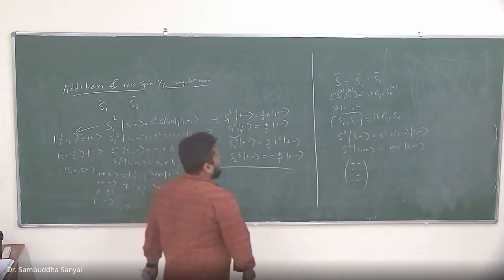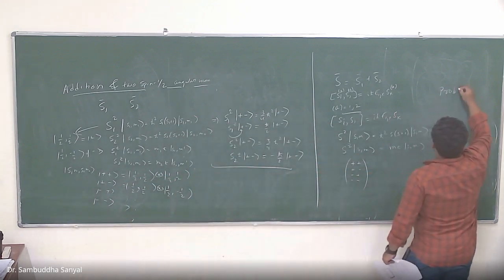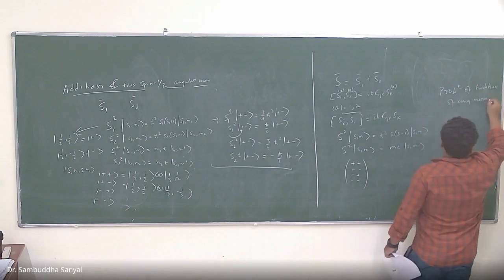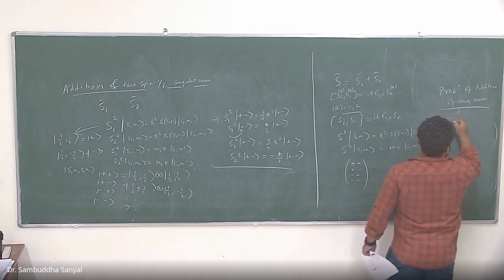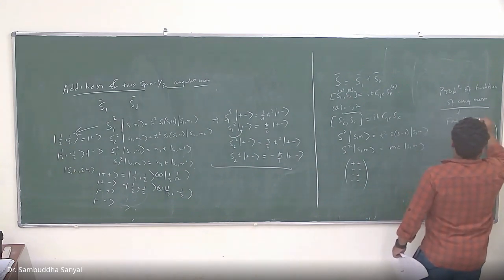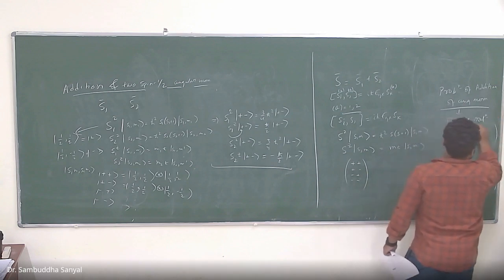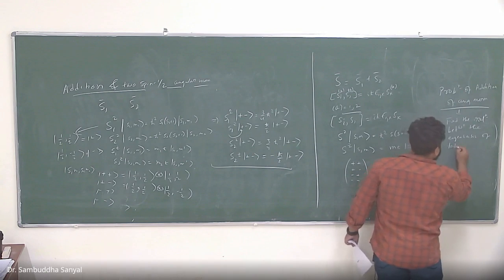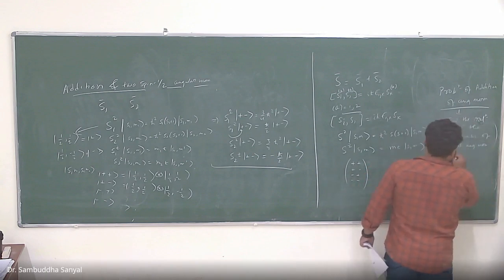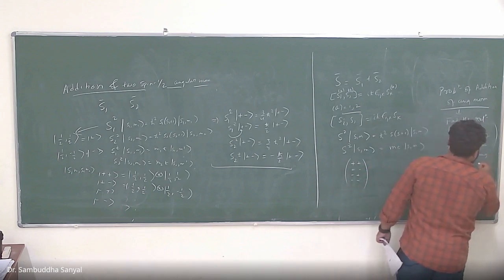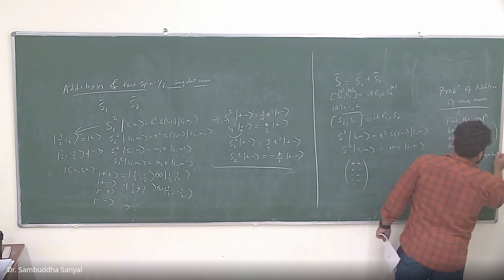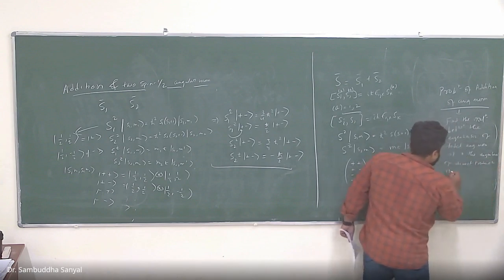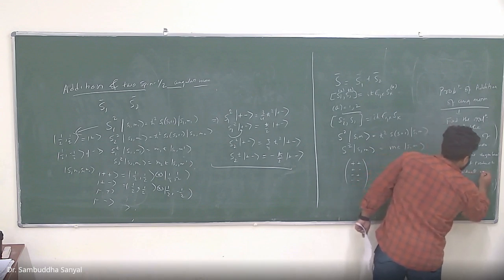Yeah. So let me write it down here more clearly. So the problem of addition of angular momentum is basically to find the relation between the eigenbasis of the total angular momentum operator and the eigenbasis of the direct product of individual angular momentum operators.